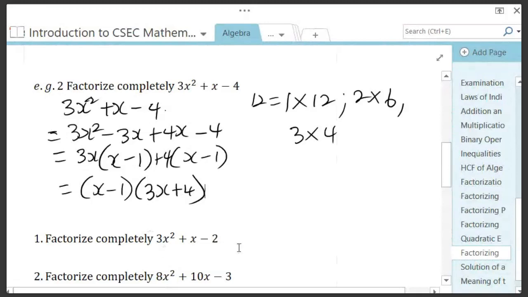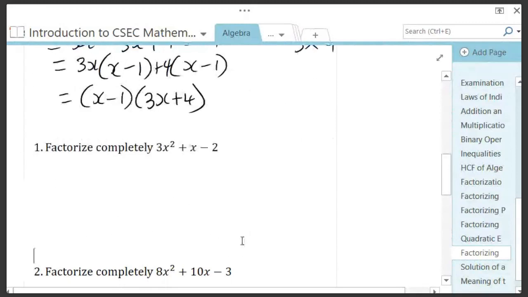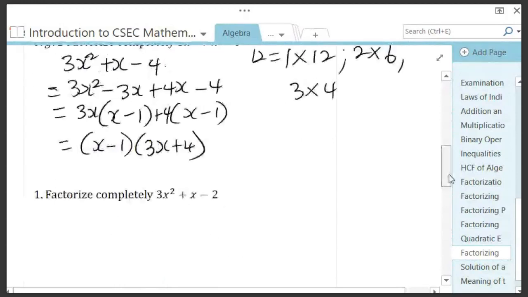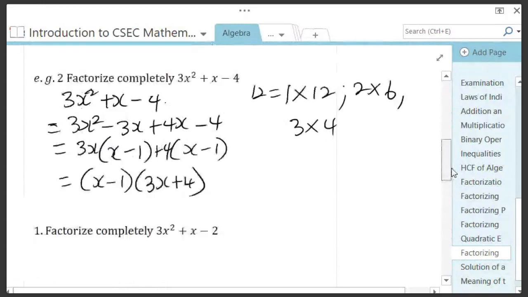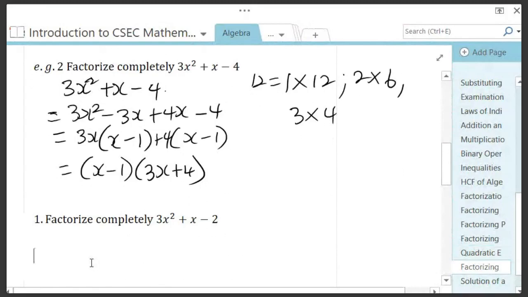Let me know if you all are clear with this. Okay, go ahead and work out the first one here. For those of you who finish one, work on two.